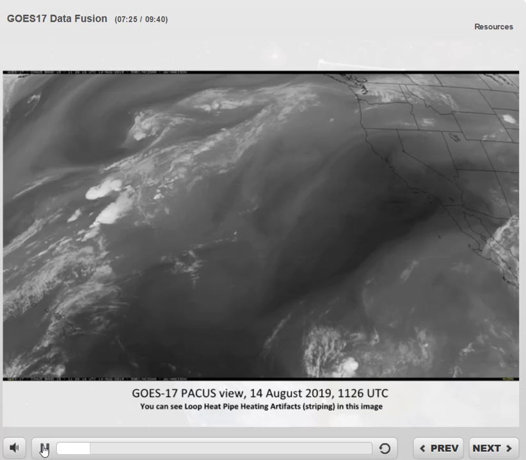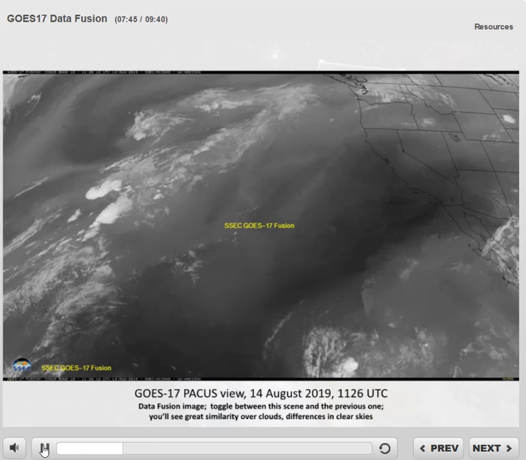This is a GOES17 low-level water vapor image, that's band 10 at 7.34 micrometers. It's the PACUS sector, from 11:26 UTC on August 14, 2019. This was just as the fusion products are starting to be generated on this day. The next image will be the data fusion image. You will note differences between the two images, especially in clear regions. Cold cloud tops, however, are approximated very well.